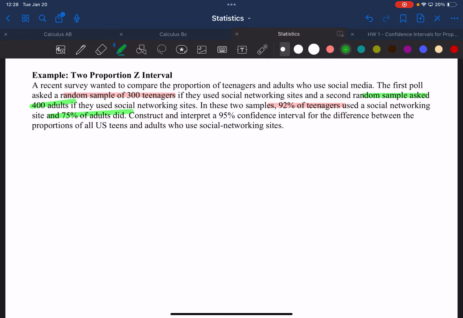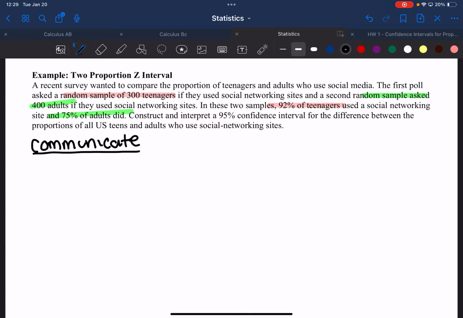It wants us to construct and interpret a 95% confidence interval for the difference between the proportions of U.S. teens and adults who use social media. Okay? In all the FRQs, we always start with what? Our 4 C's. And good job, everybody who did the FRQ. Nobody forgot the 4 C's. So you guys are doing great on that. Even if you could not do the FRQ and you wrote your 4 C's, you got 4 points.